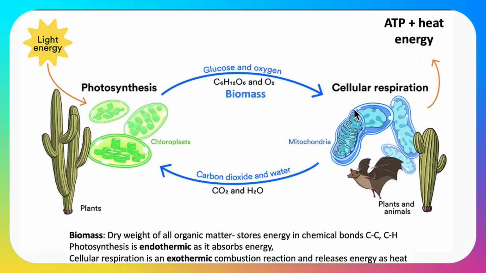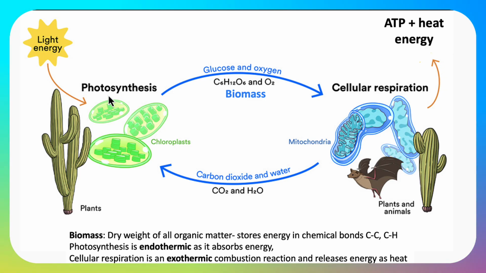And it's that energy that gets released through cellular respiration to make ATP, but much of it also is lost as heat energy. Because cellular respiration is a combustion reaction. It's burning organic matter in the presence of oxygen. So just like a fire, or just like a Bunsen burner, much of the energy is lost as heat energy.